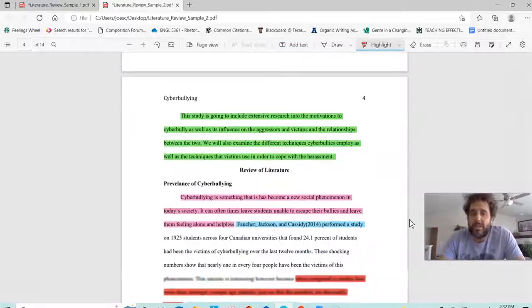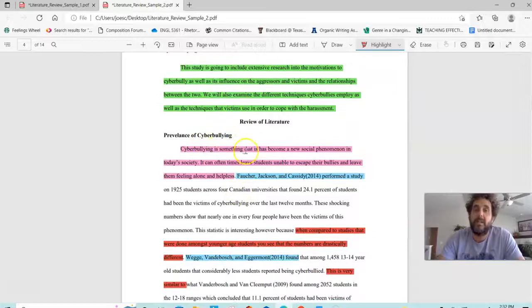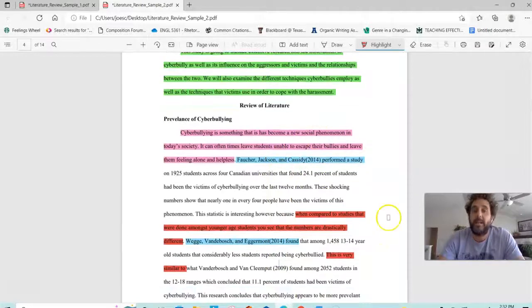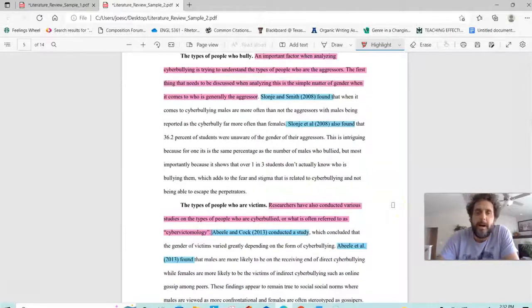The pink parts are topic sentences. Your paragraphs should have topic sentences that introduce us to the next subtopic. So we're talking about prevalence. This part introduces us to what all these sources are talking about. That's why it's pink. Move down to this next pink part. Again, this is going to introduce us to the subtopic of personality characteristics, the type of people who bully. And then again here we have a topic sentence.